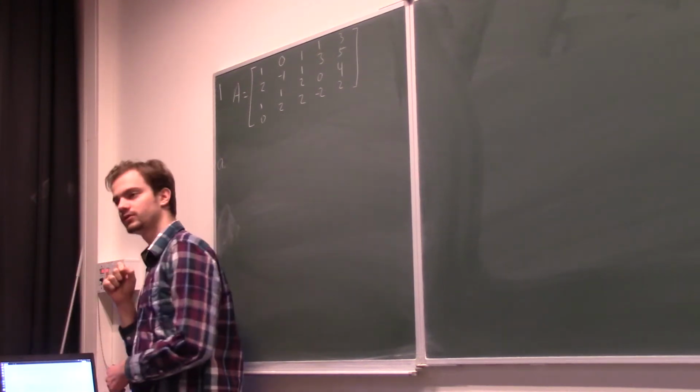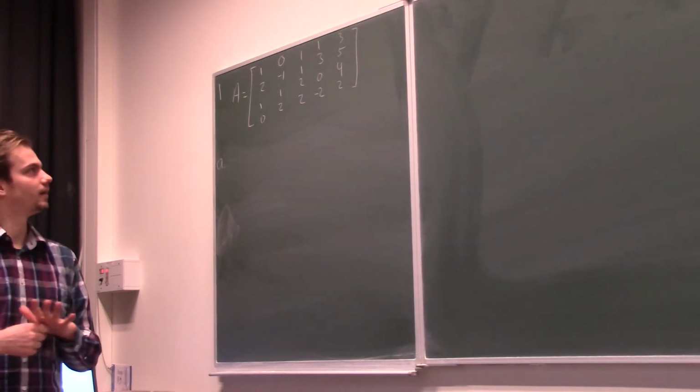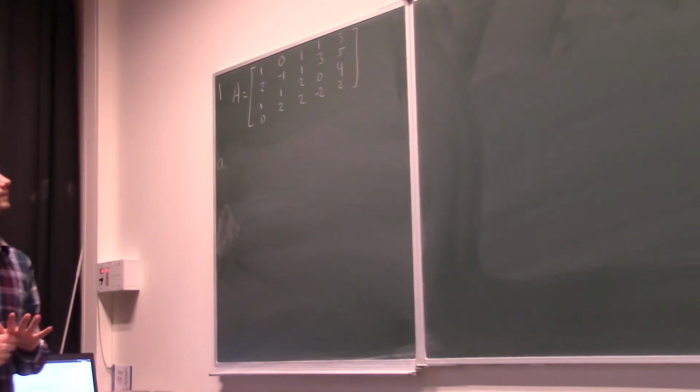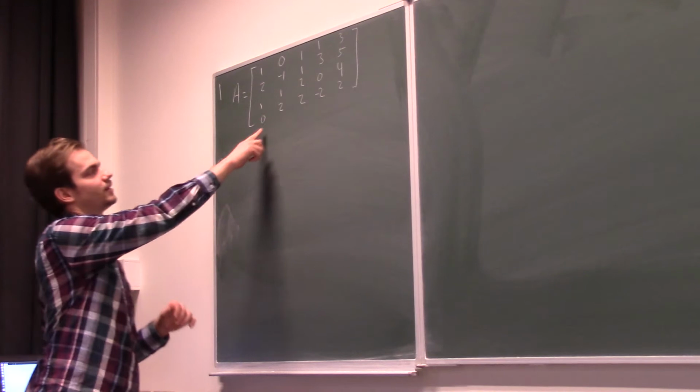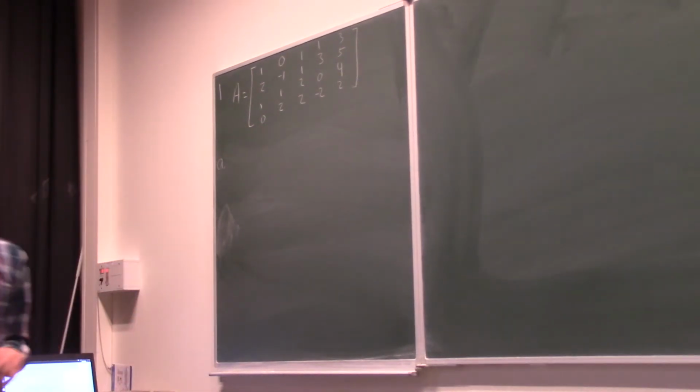Okay, the first question is to determine the rank of A. So you need to know what the rank of a matrix is. I think the first definition is the dimension of the span of the columns of A. So if you look at the span of these 5 columns, then you will get some kind of vector space, and the dimension of that is the rank of A.